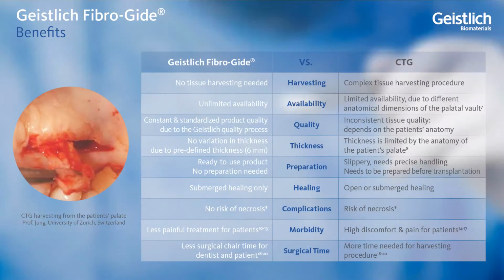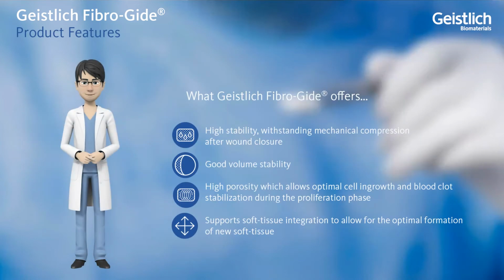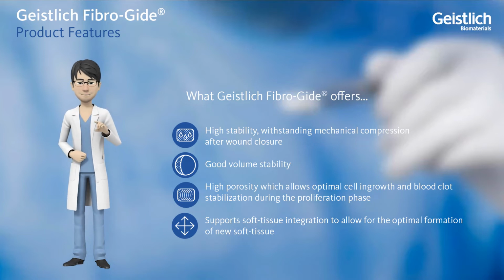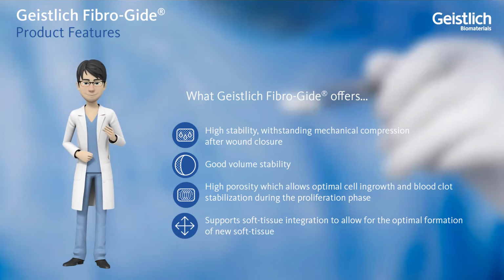So compared to subepithelial connective tissue grafts, Geistlich Fibro-Gide provides an alternative, whereby the patient will not need to undergo an additional tissue harvesting procedure. This saves the provider chair time and eliminates unnecessary patient anxiety, along with the postoperative discomfort. Geistlich Fibro-Gide is a ready-to-use, off-the-shelf product, providing practitioners the alternative connective tissue graft.